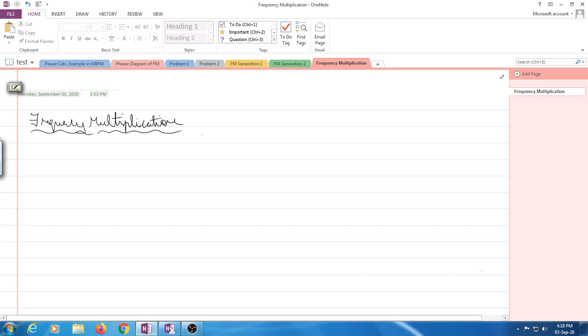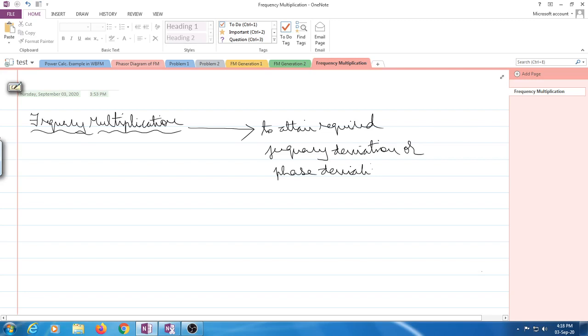The basic necessity is to obtain the required frequency deviation or phase deviation. So this is the reason why we go for frequency multiplication. So let's have a look at the block diagram associated with frequency multiplier.